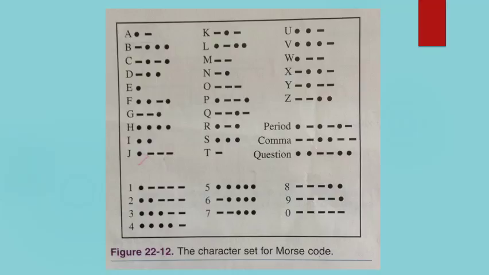Figure 22-12 lists the character set for sending Morse code messages. The basic switched or keyed CW transmitter can be improved by placing a buffer amplifier between the oscillator and the RF amplifier. The buffer amplifier isolates the oscillator from the RF amplifier and keeps it from shifting off the desired frequency. It also provides some amplification to the carrier wave.